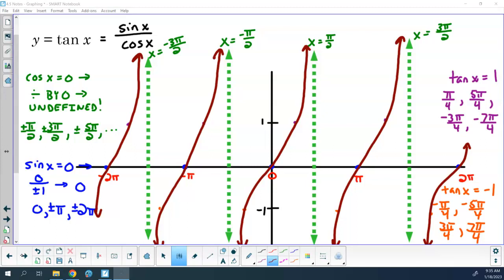Our middle is 0. There is no amplitude, because it's going to go on and on and on forever, up and down. It doesn't have a start. It doesn't have an end. It doesn't have a period, because it just keeps repeating itself.